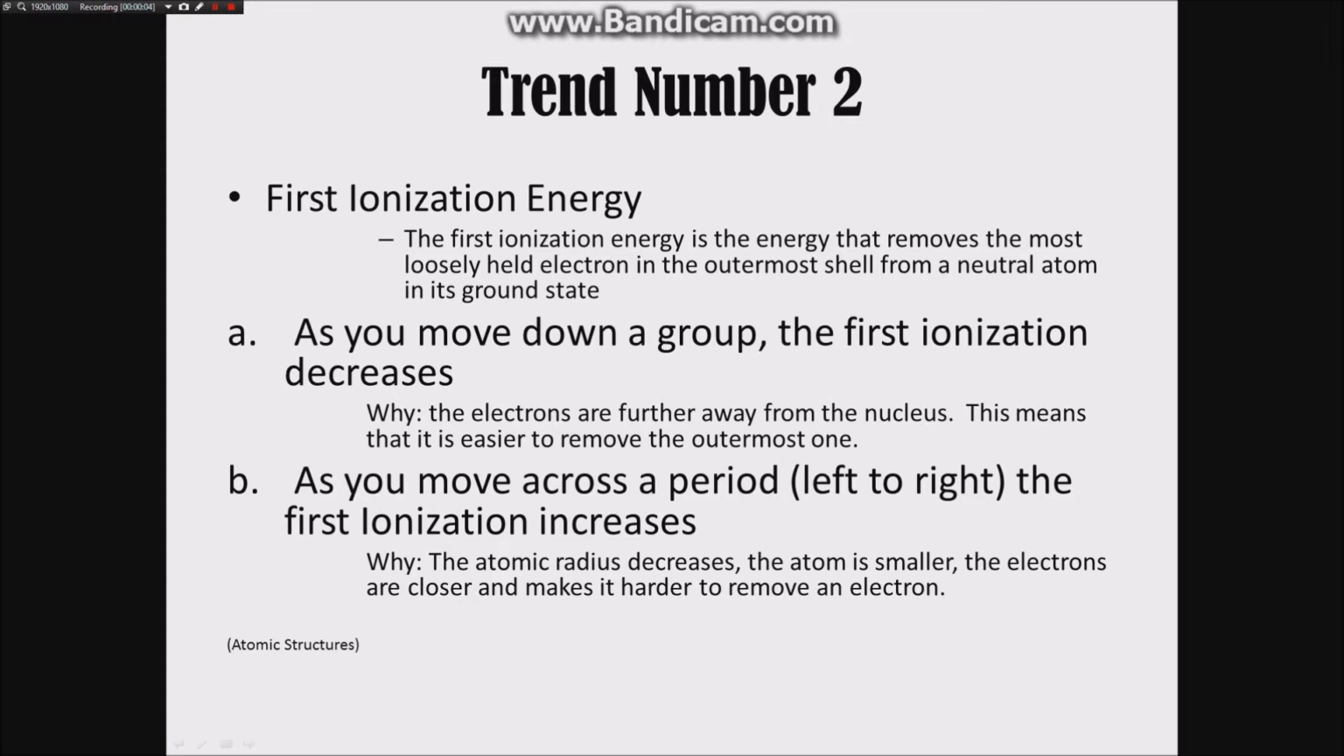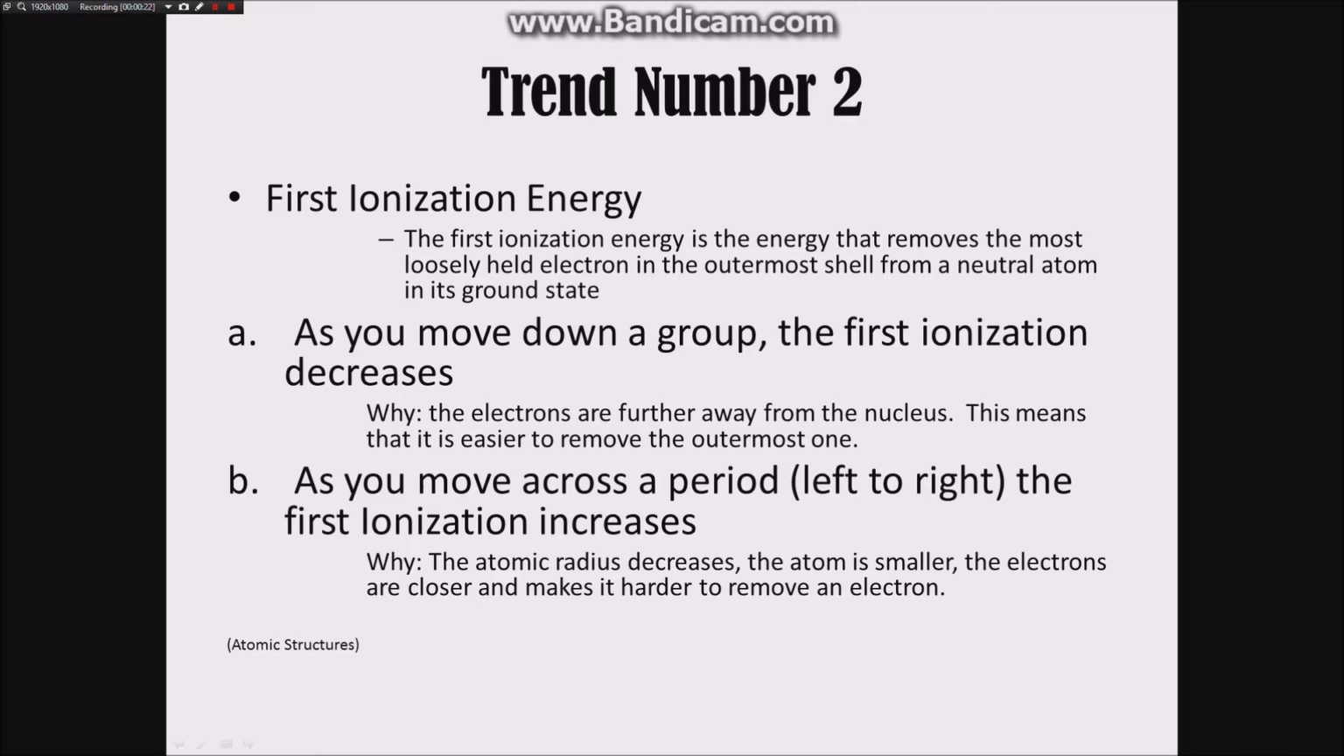As you move down a group, the first ionization energy decreases. This is because the electrons are further away from the nucleus. And if you remember from last time, as you go down a group, you get more atomic radius. So this makes sense. So that means it will be easier to remove the outermost electron.